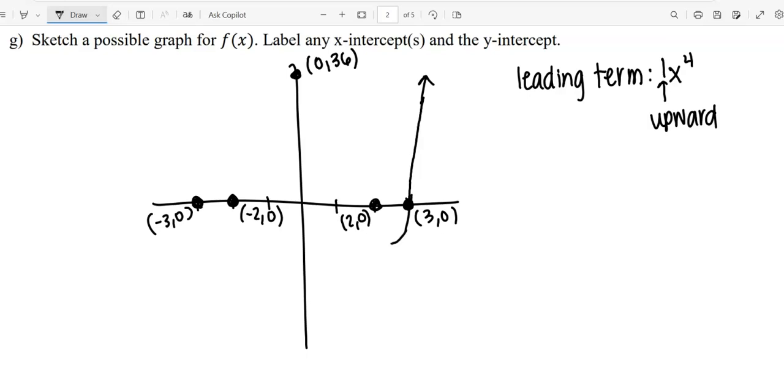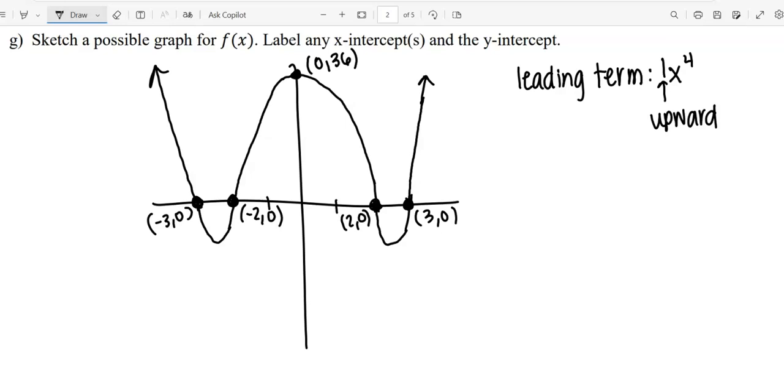Okay, where's it going now? We've got to go back through 2, 0. So you got to turn around and go back through 2, 0. Now what? 0, 36. Okay. Got to go through 0, 36. Then where? Down to negative 2, 0. We got to go through that one. And then what? Negative 3, 0. We got to turn around and go through negative 3, 0. Is there anything else? Nope. So forever. And it makes a W. So this one opens up.